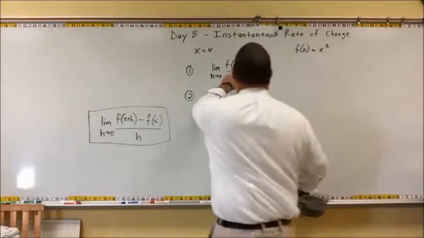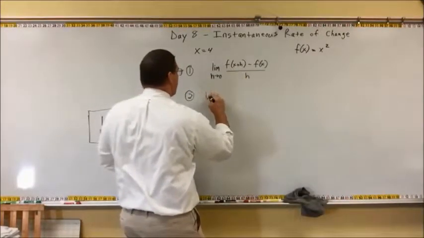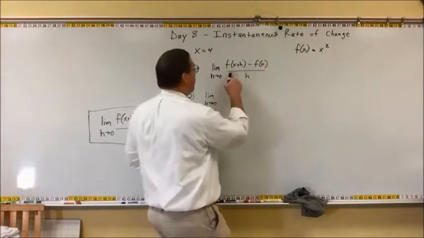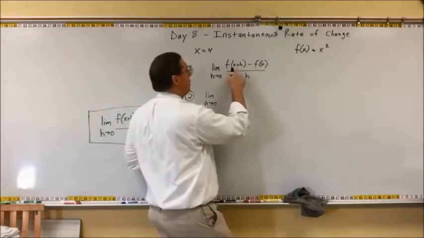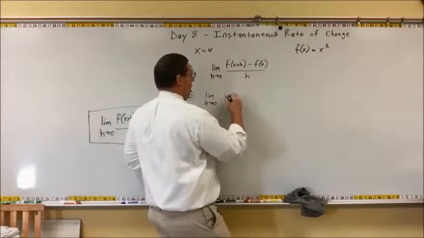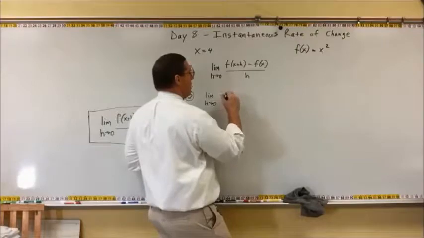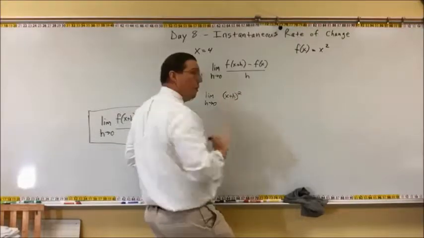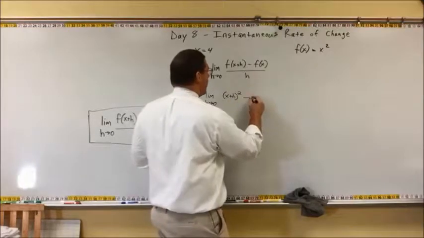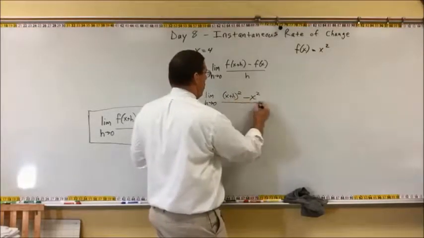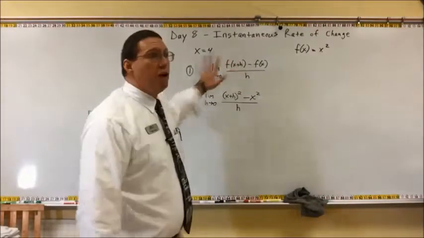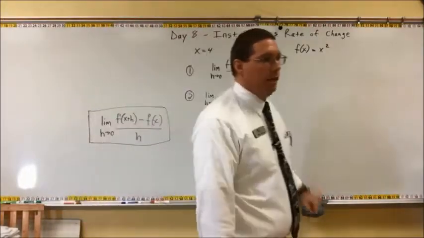Here, what can I sub? If I sub out f of x plus h, the limit as h approaches 0 of, instead of f of x plus h, what am I going to put here? Yes, x plus h squared. There we go. X plus h squared minus x squared over h. We're taking the function notation out and putting the function in.